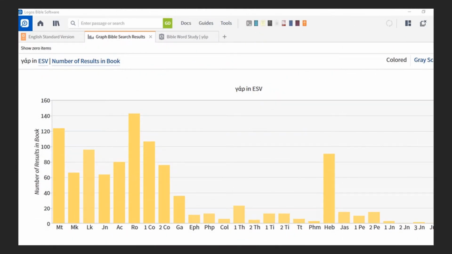This illustration shows the distribution across books of the New Testament. The word appears most often in Romans. It also appears often in Matthew through Acts. However, we need to keep in mind that these are large books. Taking the size of books into consideration, it is striking how often the word appears in Romans, 1st and 2nd Corinthians, Galatians, and Hebrews. This makes sense.